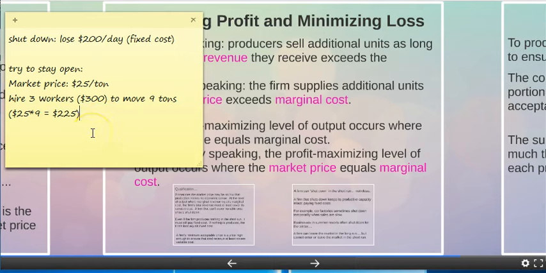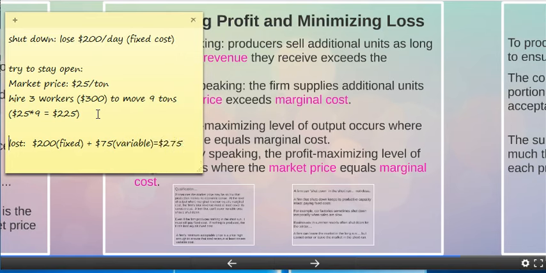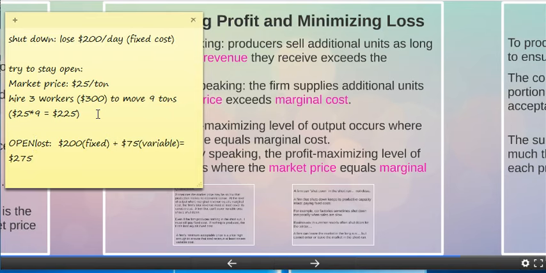They lose $75 in variable costs plus the $200 in fixed costs. So they've lost a total of the $200 fixed cost plus the $75 in variable cost. They lost a total of $275. So this is if they stay open.